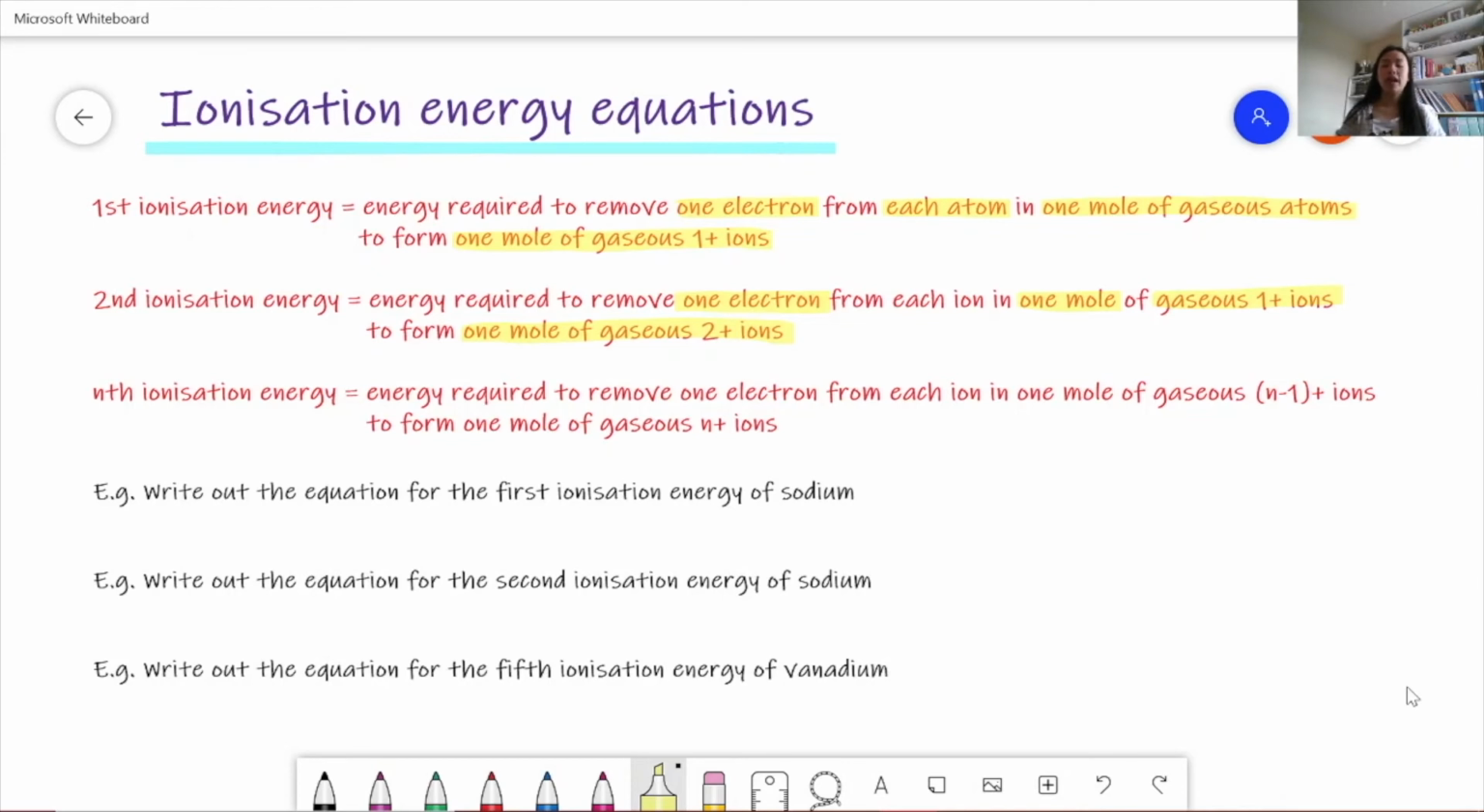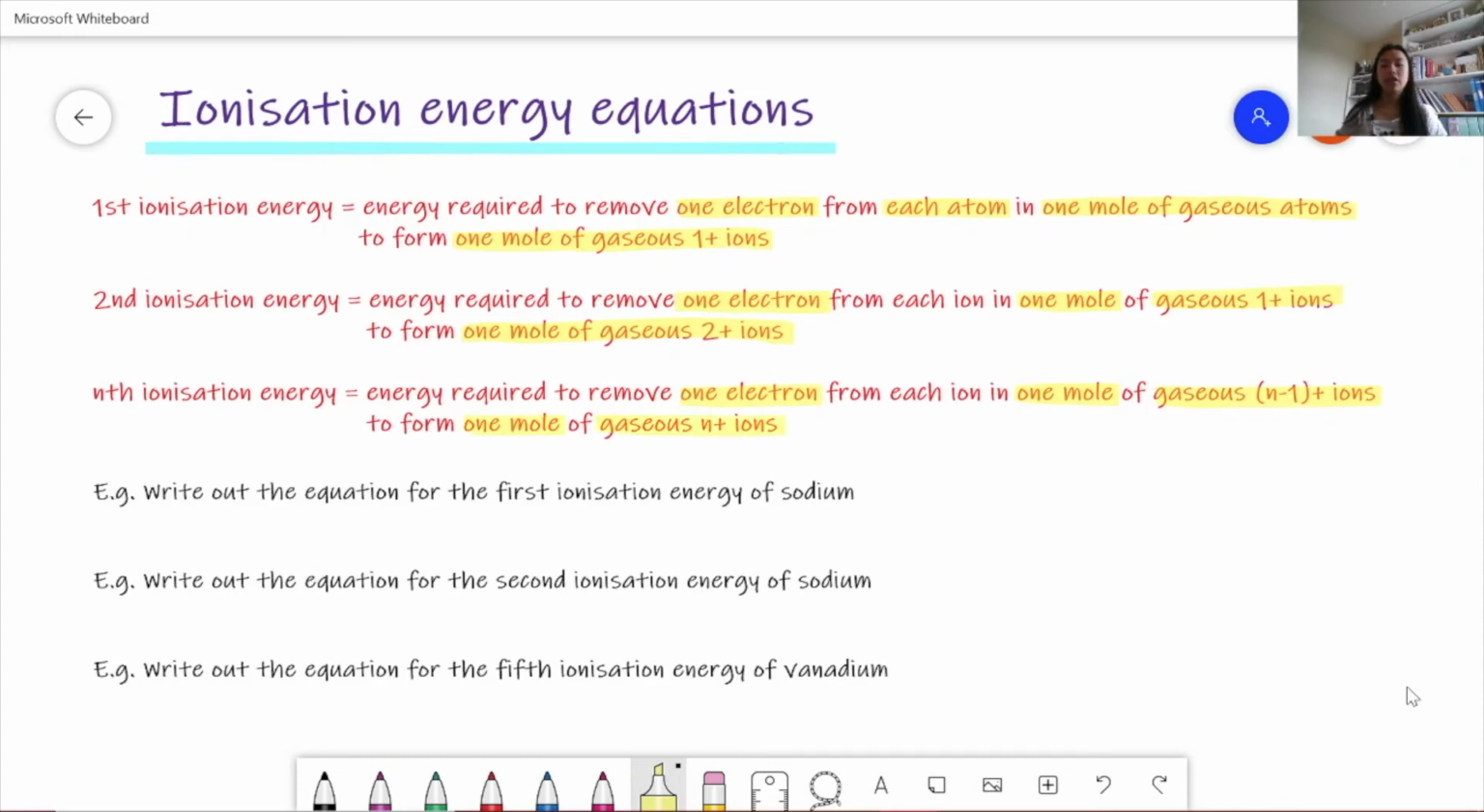And so we can form a general definition for the nth ionization energy, where n is just a number. And so this ionization energy is the energy required to remove 1 electron from each ion in 1 mole of gaseous n minus 1 plus ions, to form 1 mole of gaseous n plus ions.